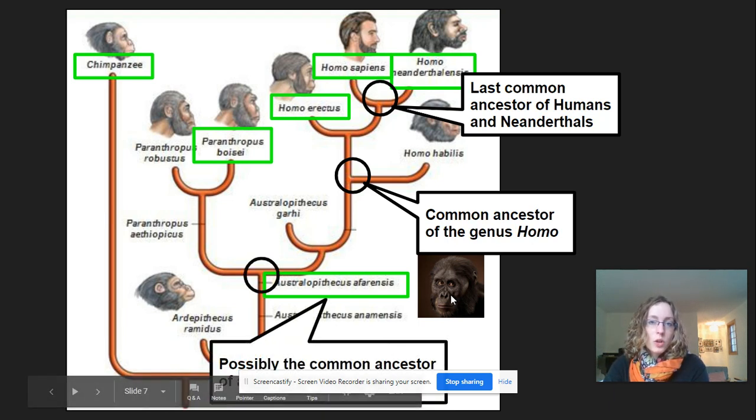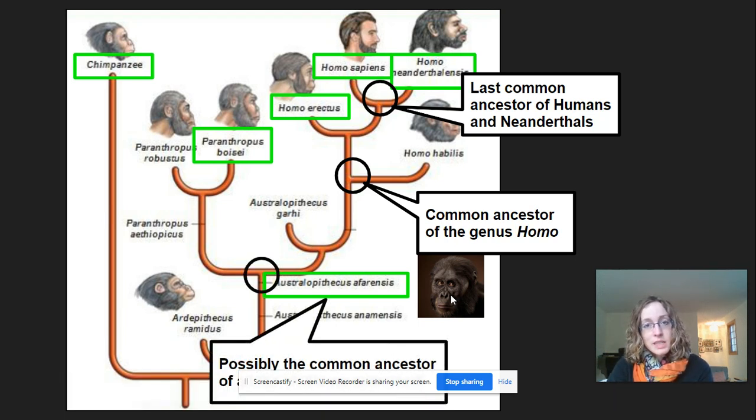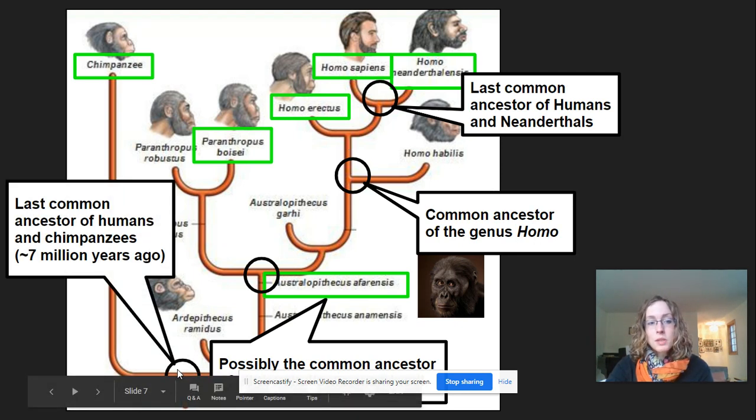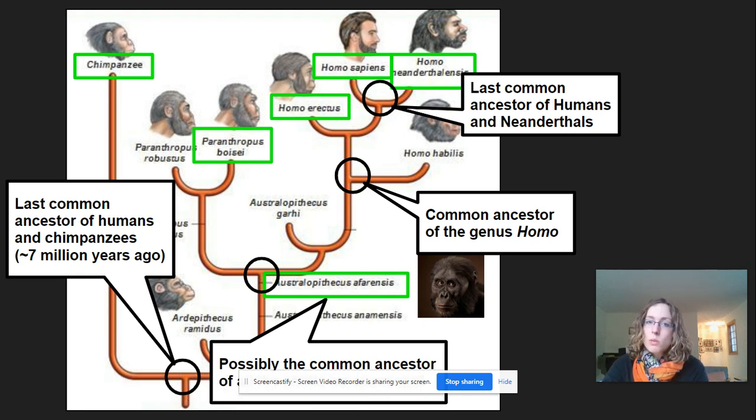You guys looked at Australopithecus afarensis, and scientists think that possibly that species was actually the common ancestor of all of these, but the genus Paranthropus kind of branched off one direction, and the genus Homo kind of branched off in another direction. Humans and chimps share a common ancestor, and that common ancestor we think lived about 7 million years ago. Genetic evidence supports this as well, because humans and chimpanzees have a lot of genetic similarities.